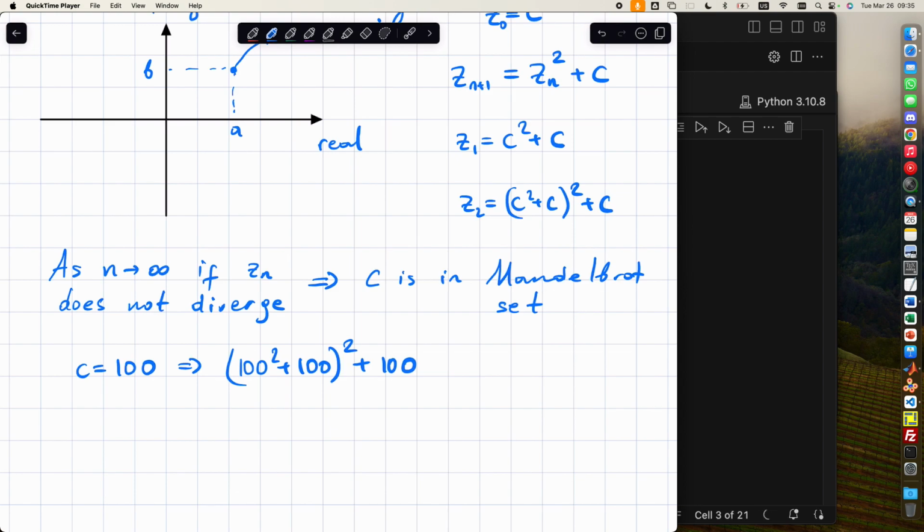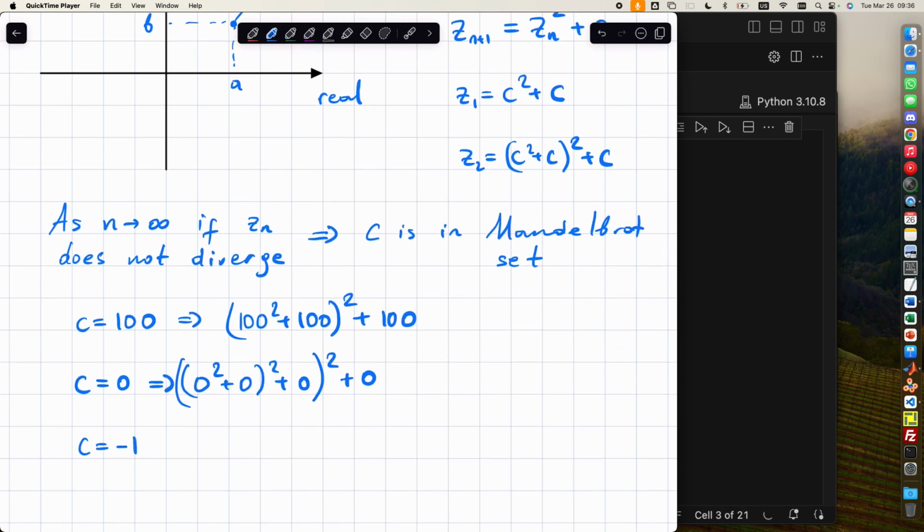How about 0? 0 squared plus 0. Is this how we are going to do it? Right? Squared plus 0, squared plus 0. Does it diverge? No. Inside the Mandelbrot set, right? Let me do another. So I'm doing the real numbers because they are easy to do, right?